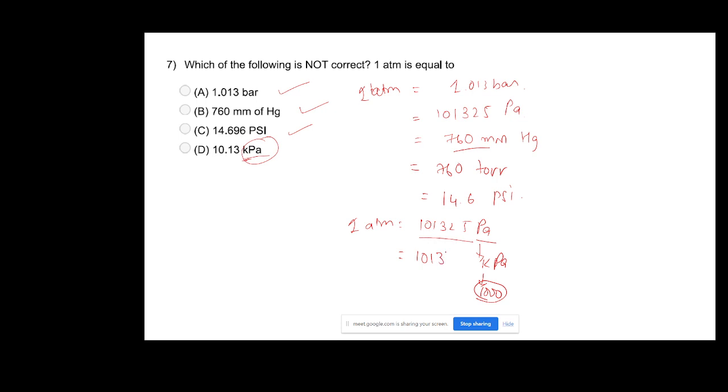So 101,325 by 1000 is nothing but 101.325 kilopascal. Wherever here it is mentioned as 10.13, which is not correct. So for this question, the answer is 10.13, which is not the correct conversion of 1 atmosphere to kilopascal.